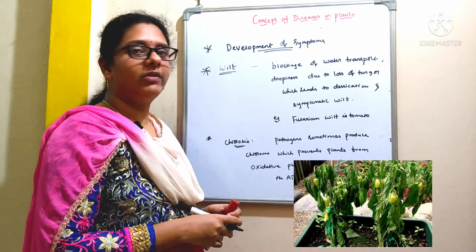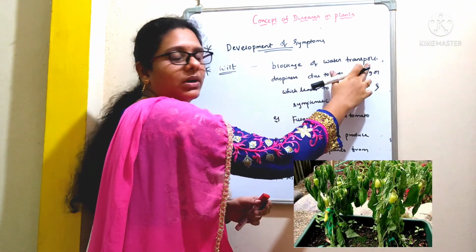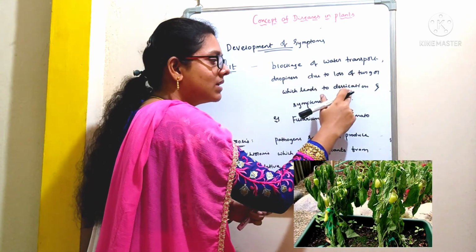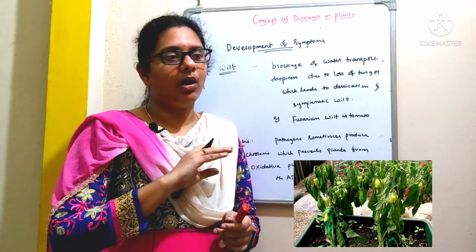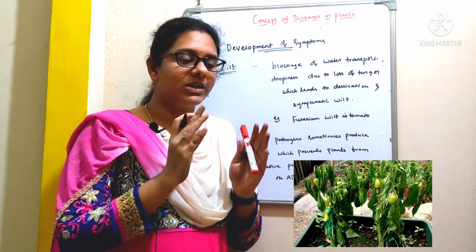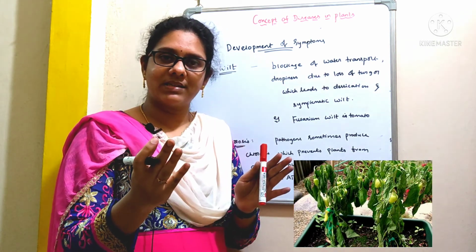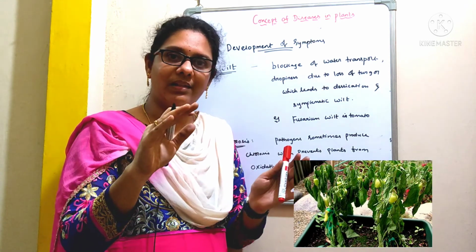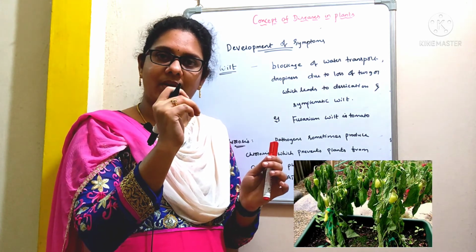Coming to the symptom of wilt, here there will be a blockage of water transport, droopiness due to the loss of turgor, which leads to desiccation and symptomatic wilt. For example, we all have plants in our garden, right? And we water them daily. Suppose you stop watering the plants; observe them the next day, all the leaves will fall down, right? So they don't look healthy. That is nothing but wilting. All the leaves will be drooped, right?